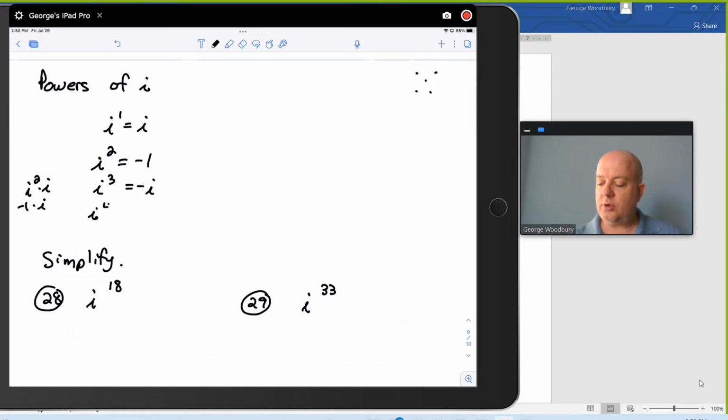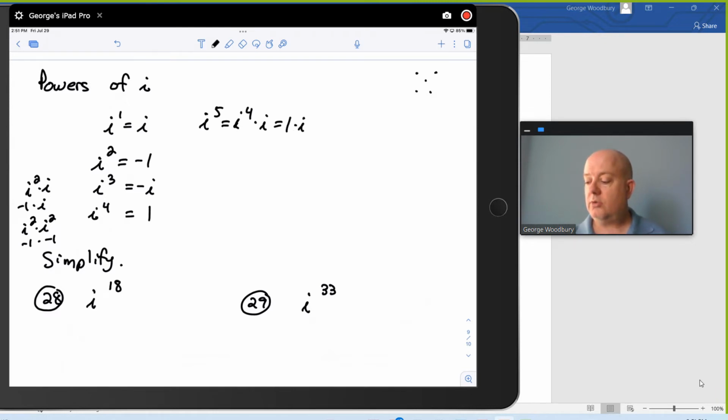i to the fourth power, I can think of as i squared times i squared, or -1 times -1, and that's equal to +1. So for the first 4 powers of i, we've gotten 4 different answers, but this is where the pattern starts to repeat. i to the 5th power is really just i to the 4th power times i. And i to the 4th power is 1. So 1 times i is i.